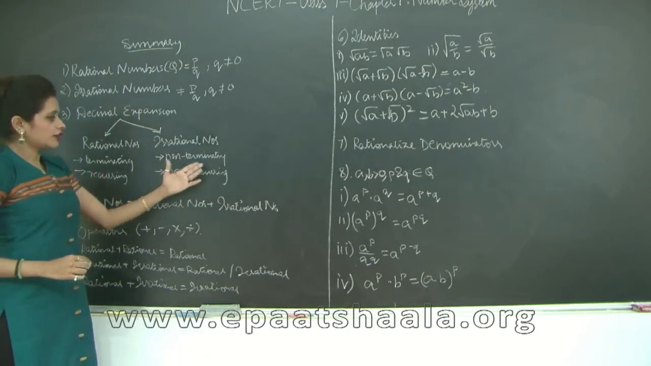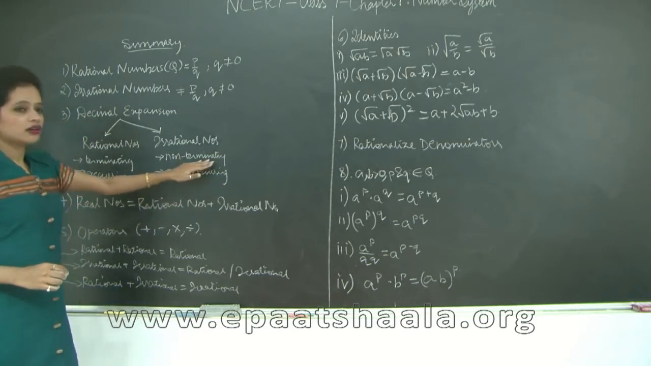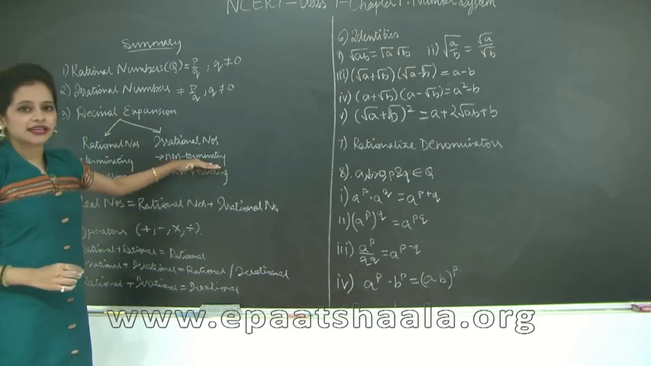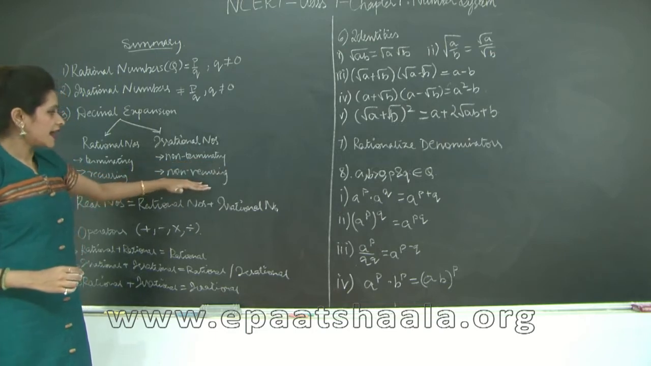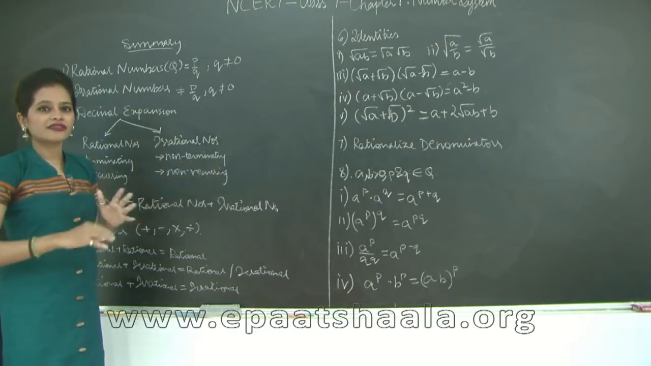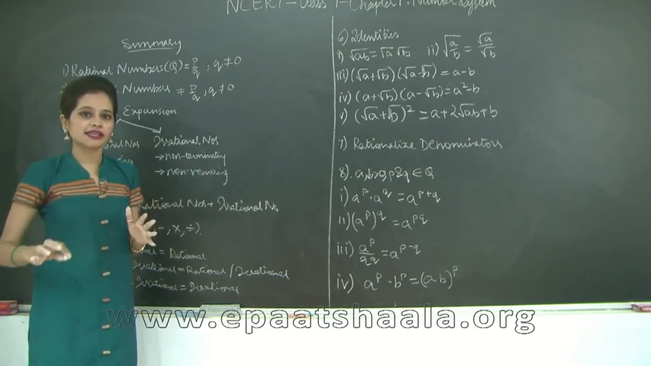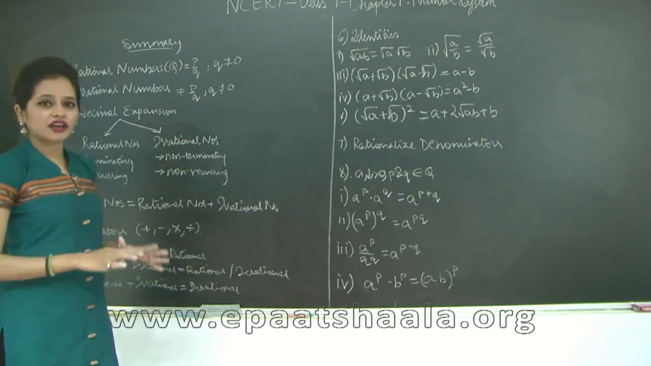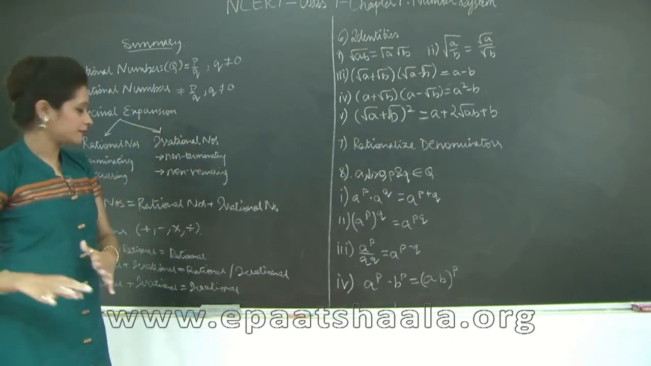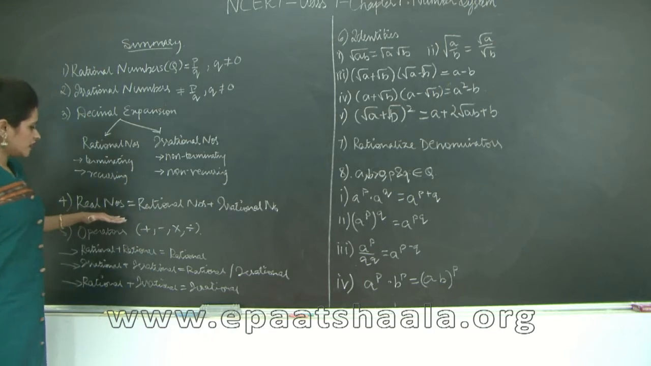And non-terminating, non-recurring, here in irrational numbers, the decimal expansion will never terminate and it will never be recurring. You will have a series of numbers after the decimal point in the quotient, but none of them will follow a particular pattern.